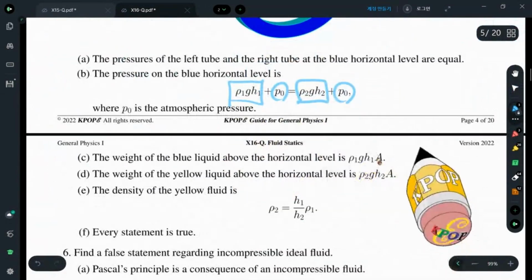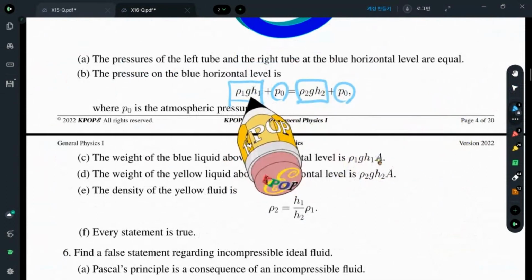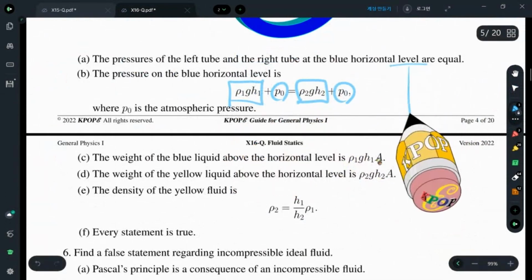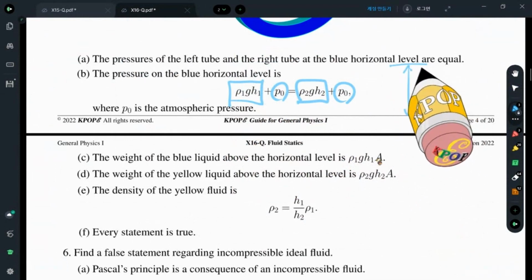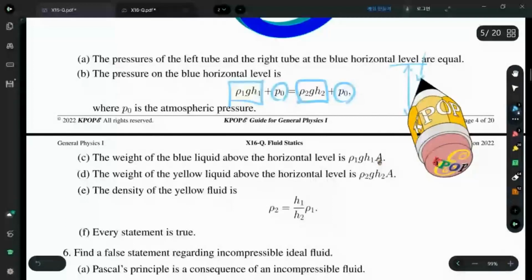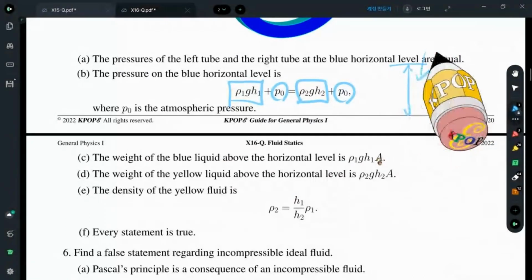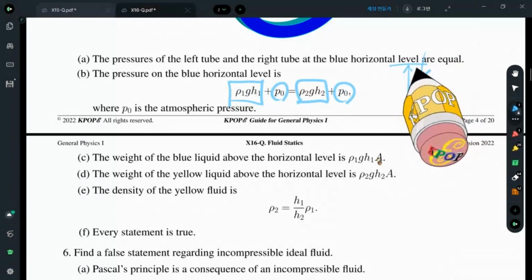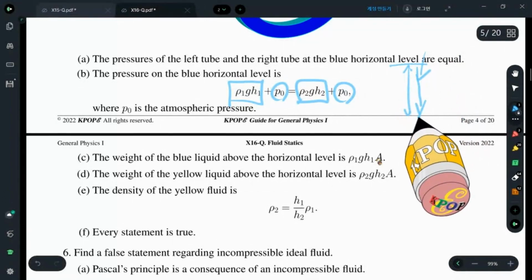This is the reason why the pressure inside the water increases as the depth increases. So if you dive into the water, you should go very slowly. If you go down too fast, your ear will be damaged.